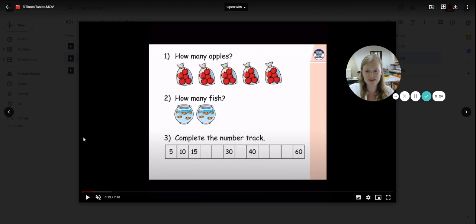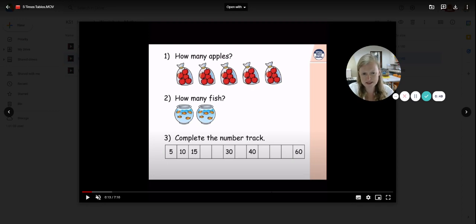All right, the first question is, how many apples are there? Let's look at the bags. Can you see that there's 5 apples in each bag? I can see that straight away. All right, so let's count in fives. 5, 10, 15, 20, 25. There are 25 apples.